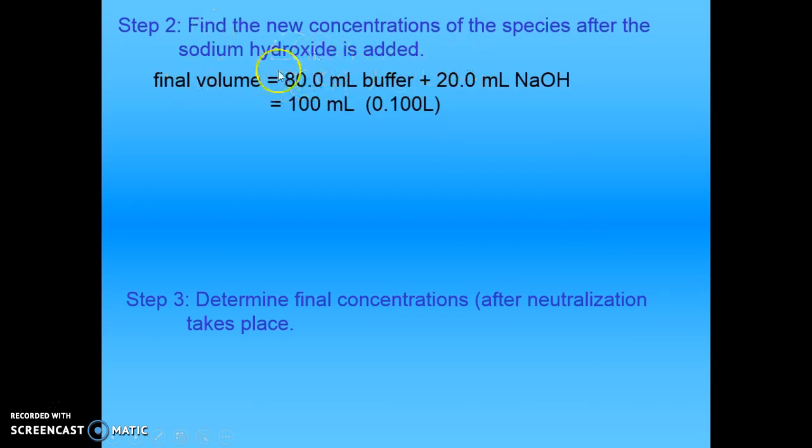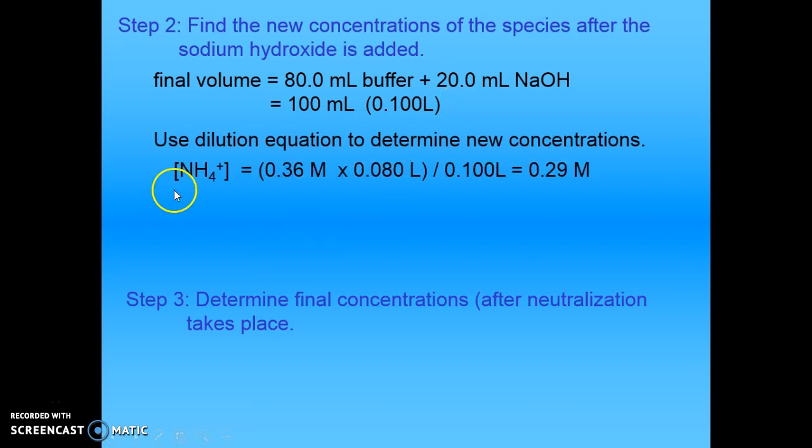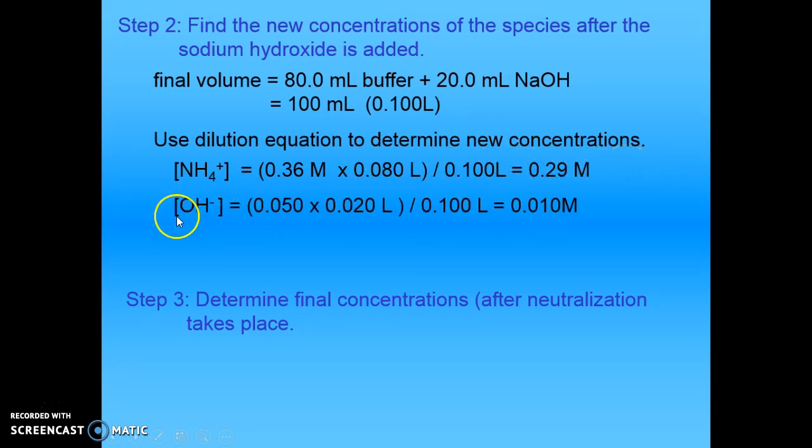So the final volume, we had 80 milliliters of buffer, 20 milliliters of sodium hydroxide, so total volume is 100 mils. And we're going to use a dilution equation to figure out the new concentrations. So the ammonium ion started off at equilibrium for the buffer at 0.36. We had 80 mils of that, but now we're diluting it to 100. So starting off, the new concentration is going to be 0.29. The hydroxide ion that we added is just the concentration times its volume divided by the new volume. And then there's ammonia. So we've got the three concentrations.